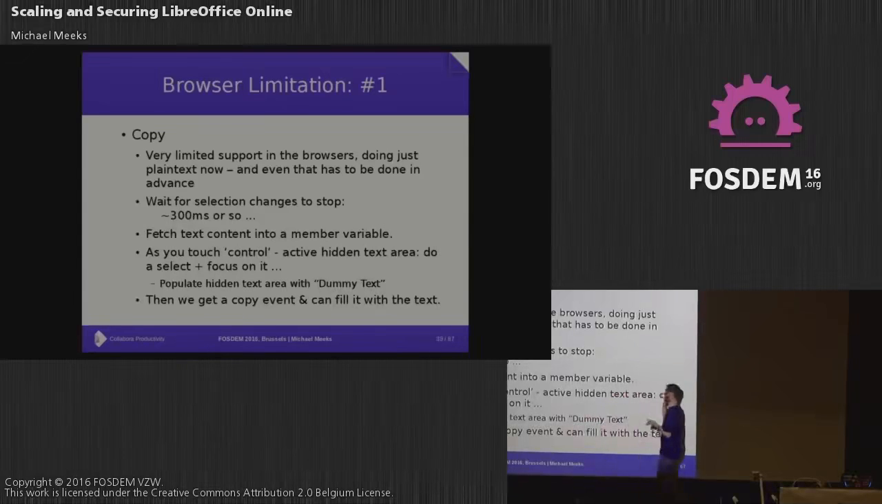As you touch the Control key, we create a hidden text area. It's absolutely wonderful. And we select the text inside it and focus it so that if they press Control-C, we will then get the event we need. So there's a nice little hidden text area with dummy text in it. And then we can get the copy event. And we can fill it with the text that we've stuffed away in the member variable here. Okay? Then you love it. It's absolutely brilliant, isn't it?